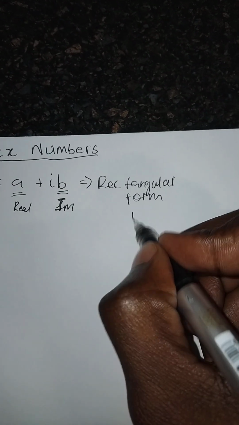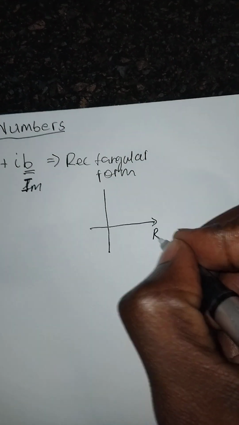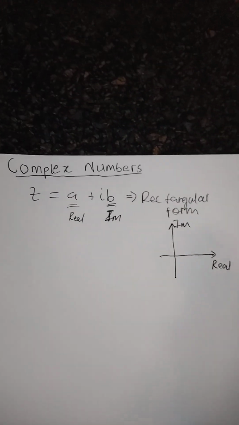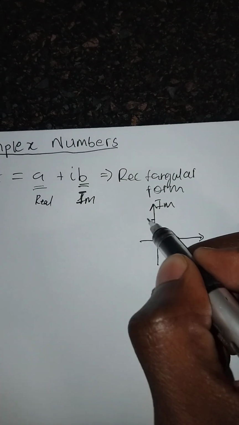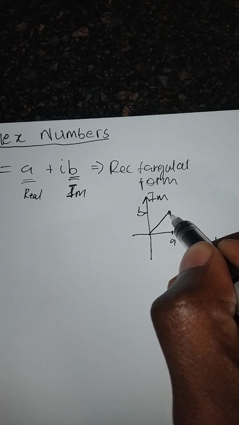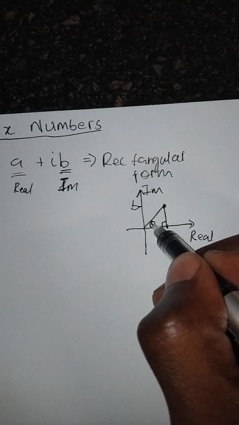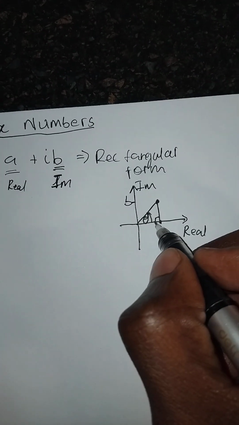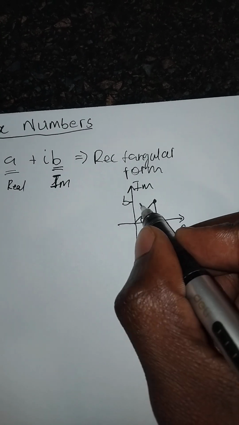So if we try to plot that on the Cartesian plane, we have our real part as our x-axis, and on our y-axis we have our imaginary part. Since our real part is a, let's suppose a is somewhere there and b is somewhere here. Where these two meet, we can construct a line from the origin to that point, then construct the right angle triangle. So we have our angle theta right there. Notice that theta is measured anti-clockwise, from the real axis until it touches the hypotenuse, and let's denote our hypotenuse by r.